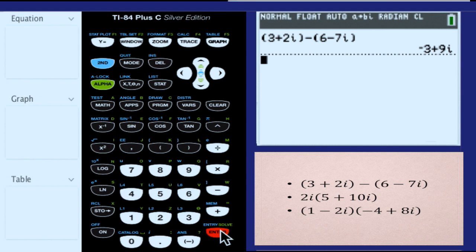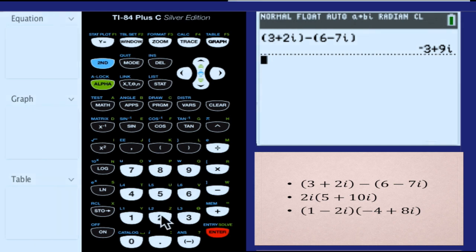Our second equation involves multiplication, so that means we have to simplify a little bit. If we were doing this without a calculator, we would end up with an i squared when we multiplied 2i times 10i. But the calculator will simply do that for you. You don't have to simplify anything. All you have to do is type it in.